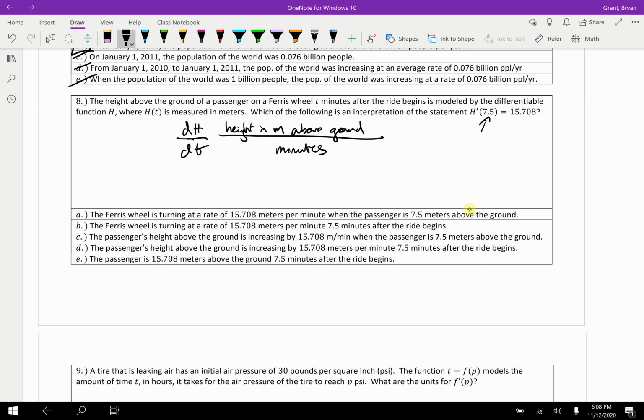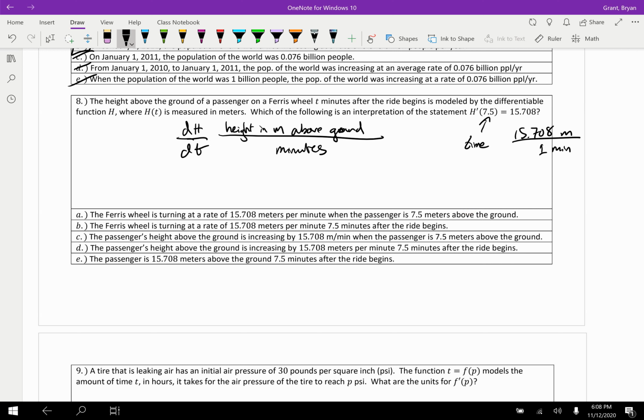So we know that this is a time, and this, because it's an h prime value, is really saying 15.708 meters above the ground per every 1 minute. So what is that telling us? It's telling us as every minute goes by, at a time of 7.5, the person's height above the ground is increasing by 15.708. I know I said increasing instead of changing, but it's positive, so it's pretty easy to work with. So here we go.